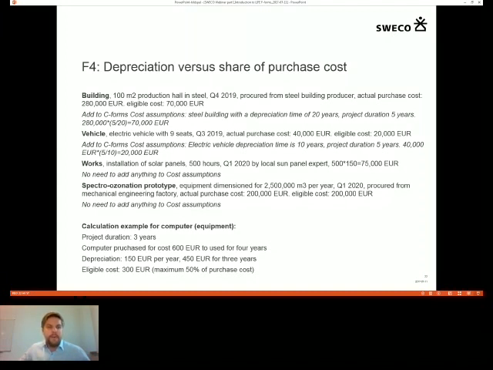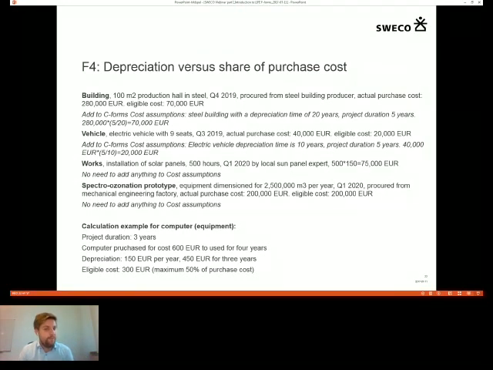You should also include works that are connected to equipment in this section. So here, for example, we will take one example, the installation of solar panels. This has also been brought up in the questions. We expect this to take 500 hours. This is a wild guess from my side, and it will be carried out during Q1 2020 by a local sun panel expert, if we can find that. We expect this expert to cost 150 euros an hour, and it's 500 hours.